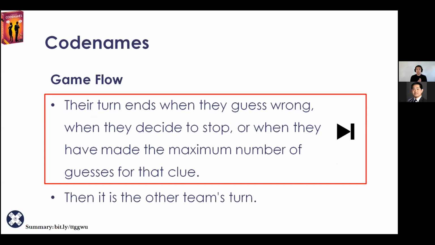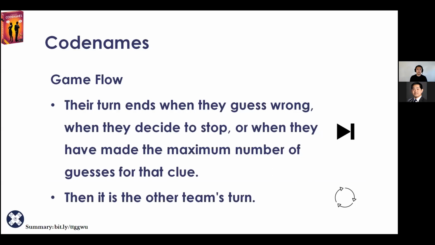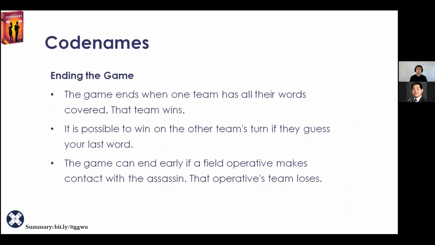All right, so your turn is going to end whenever you guess wrong, or if you've decided to stop, or when you've made the maximum number of guesses you can make for that clue. After you've done that, it's then going to be the other team's turn, and turns are going to go back and forth until the game resolves and one player wins.